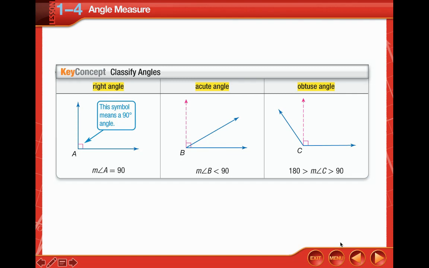All right, so let's talk about this. Whenever you see like a little box here, that means it's a right angle. This symbol means it's a 90-degree angle, and right angles are always 90 degrees, right? All the corners in your house are 90 degrees. Where the wall meets the ceiling is hopefully 90 degrees.